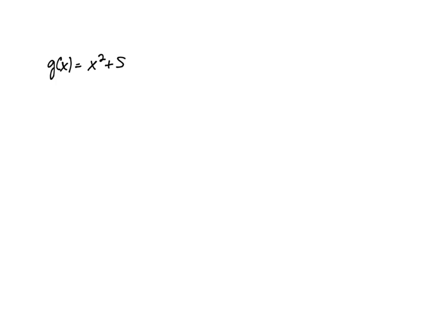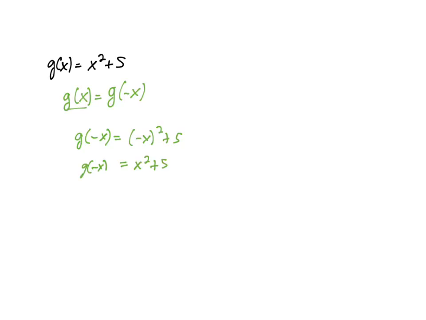Let's view another example here. g of x equals x squared plus 5. Is this even? Is this odd? Is it neither even nor odd? So for this to be even again, we want to see if g of x is equal to g of negative x. So we already have g of x, g of negative x. We would say that we have negative x squared plus 5, and we get x squared plus 5. So x squared plus 5 equals x squared plus 5, so that tells us that g of x is actually equal to g of negative x, so we're done.